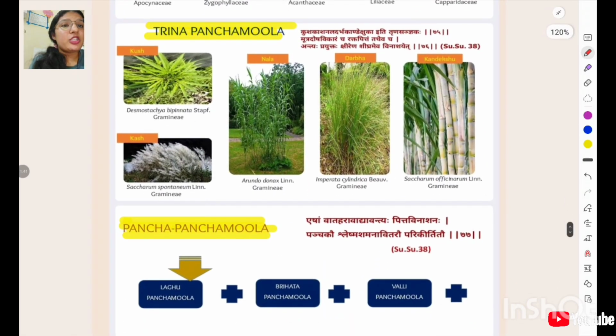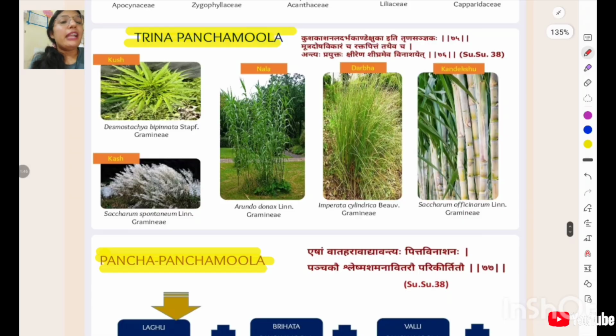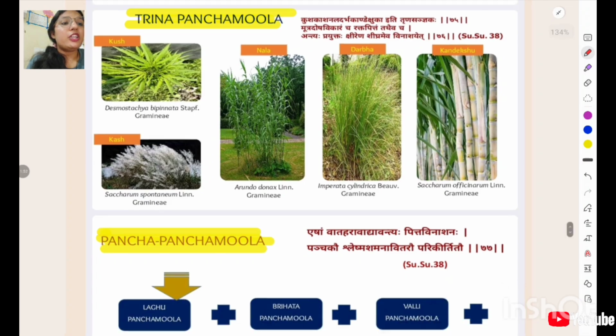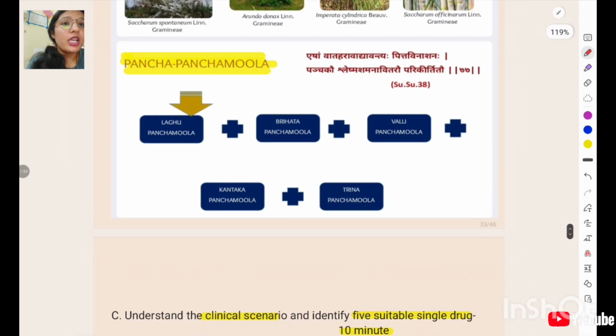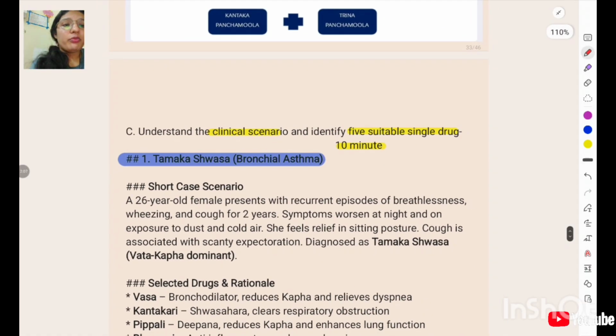Next is Trina Panchamula, in which all belong to the Poaceae family or grass family, and they are basically used for Mutra Dosha Vikara or Rakta Pittam Haram. For example, Kusha, Kasha, Nala, Darba, and Kandekshu or your sugarcane. Panchamula is Laghu Panchamula, Brihat Panchamula, Valli Panchamula, Kantaka Panchamula, and Trina Panchamula. So this completes your Mishraka Gana.